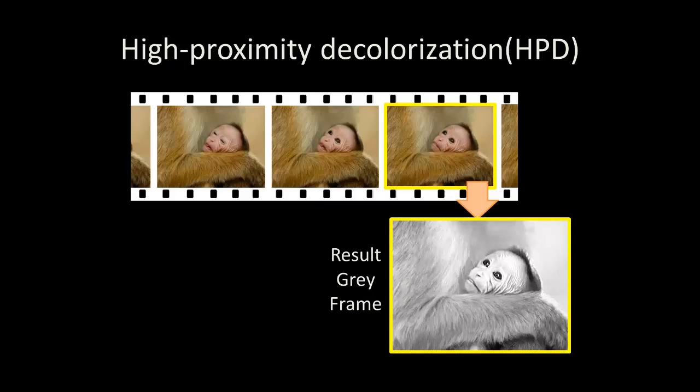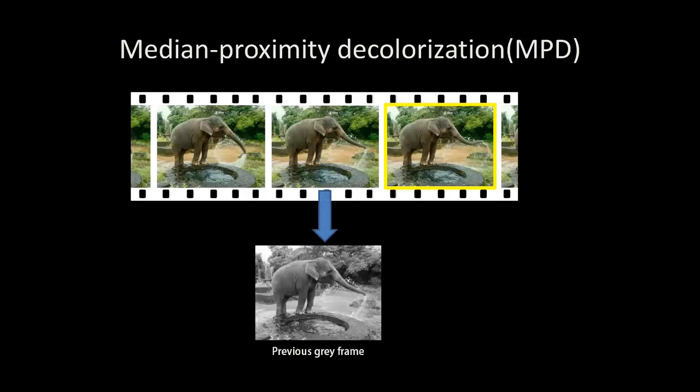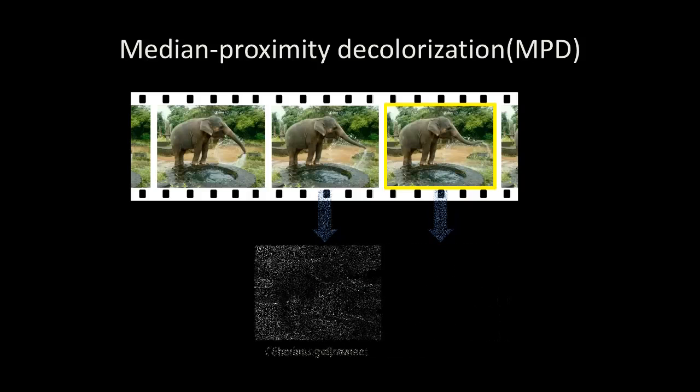Compared with the high proximity decolorization method, the color frame shows a bit larger difference in the case of the median proximity decolorization method. To keep time efficiency, reutilization of the previous grayscale result is still acceptable, but may lose some details in the current frame. To bridge the difference between adjacent frames and smooth the luminance change, temporal coherent work is necessary. We define the result got by this work as the coherence refinement frame, and the final grayscale result is the weighted sum of the previous gray frame and the coherence refinement frame.